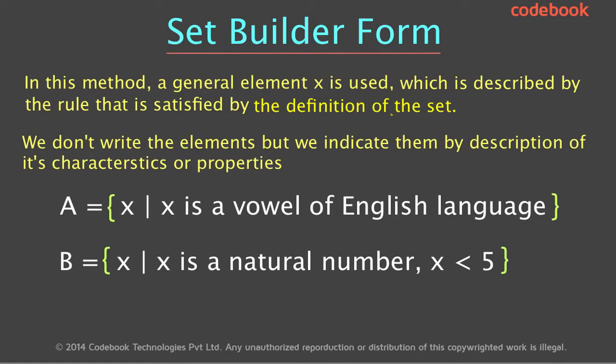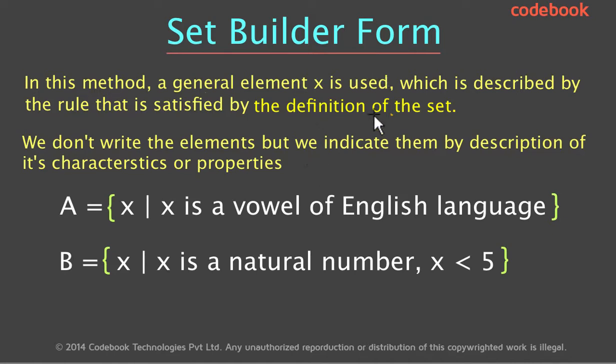Now let's look at the second way of representation of sets. This is called the set builder form. In the set builder form, we will use a general element x, which is described by the rule that is satisfied by the definition of the set. So we will dig into this definition a little deeper, but let's look at another property of the set builder form. So in the set builder form, we do not write the elements of the set in an elaborate manner as you have seen in the roster form, but we will define the elements by the description or the characteristics of those elements.